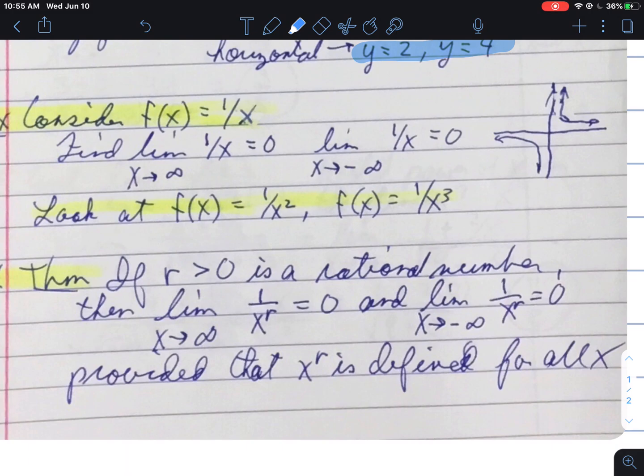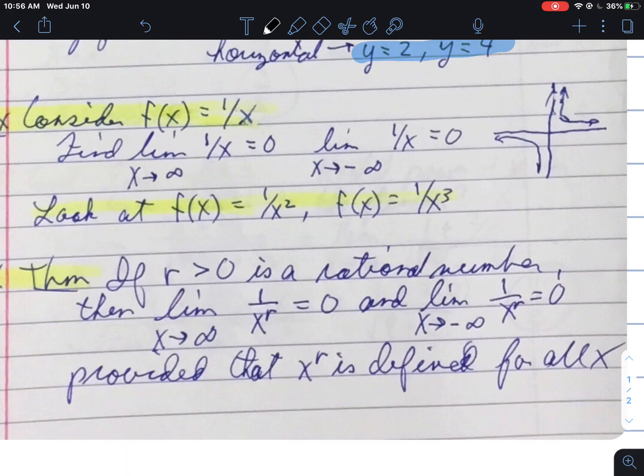Look at the function f of x equals 1 over x. The graph of that function, that's the graph that I have over here. That's basically what the graph of that function looks like, and you can graph it on your calculator if you wish. I'm interested in the limits at infinity with that function. Look at the limit as x approaches infinity of 1 over x.